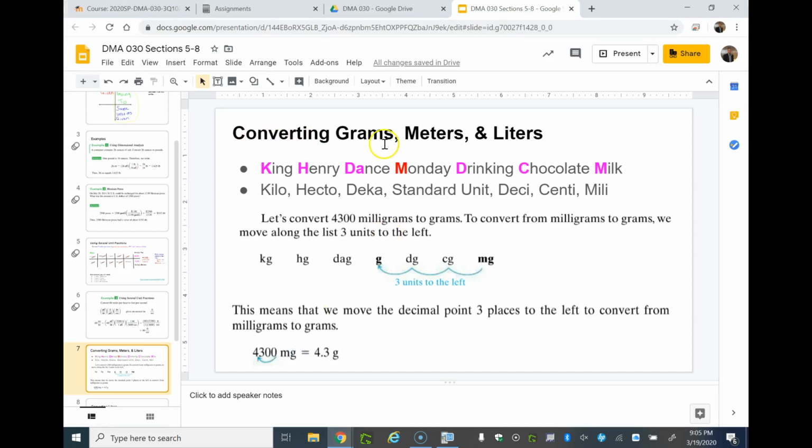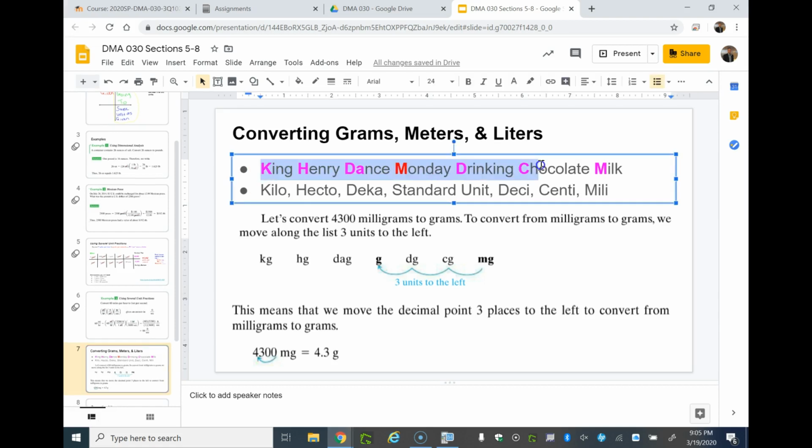When converting grams, meters, and liters, this is the phrase that I would like you to remember, which is going to be very helpful when doing this part of the section. We have the phrase King Henry danced Monday drinking chocolate milk. Some people usually say King Henry died Monday drinking chocolate milk, but we want to be positive and not negative. So we just say King Henry danced Monday drinking chocolate milk.